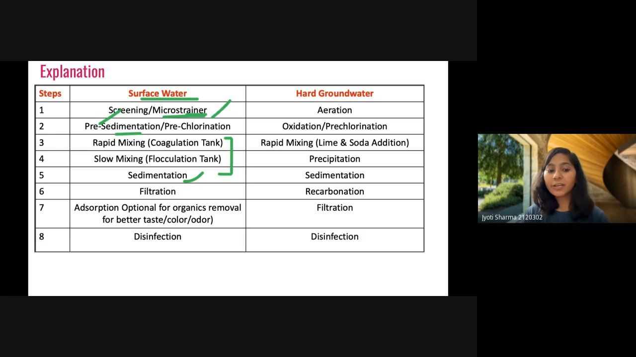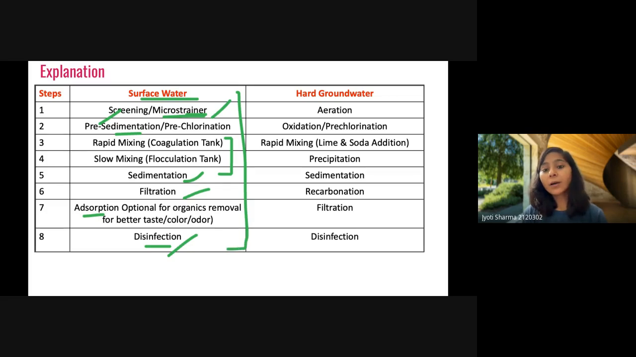Then we will do the filtration. Then, because we may have a lot of organic compounds or chemicals in the surface water that we also need to remove, that's how we will use adsorption. And after that, we need to remove some of the nutrients, let's say nitrogen or phosphorus in the water if we do not need it, so we will use disinfection. This is the part of surface water.